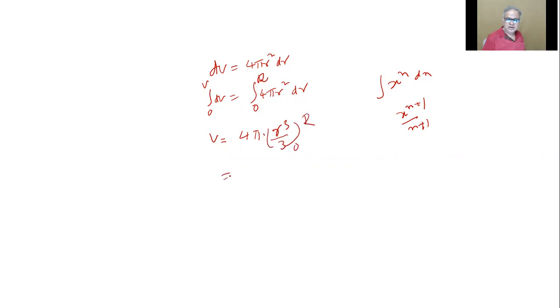So what do I get? 4 pi into R cubed by 3 minus 0. So 4 by 3 pi R cubed.